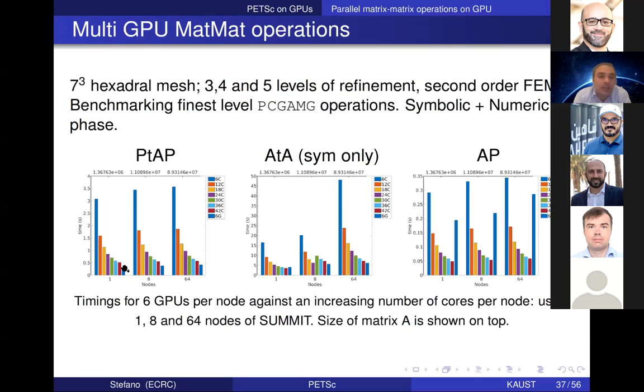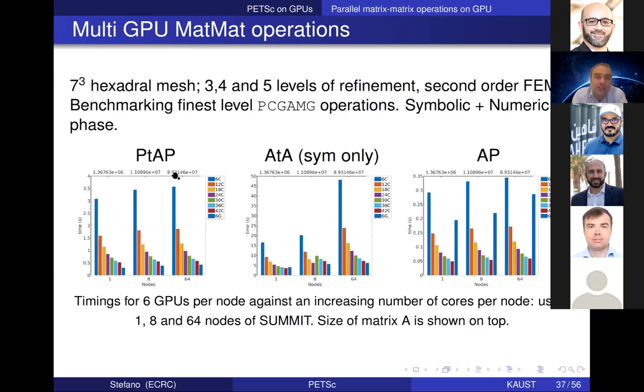So you see that the GPU operations perform relatively fast, not 10x or whatever people are used to in branded algorithms when it comes to GPUs, but still it delivers quite an amount of acceleration, even when increasing the number of nodes. So in this case, the matrix is 89 million degrees of freedom distributed over 64 nodes and using 6 GPUs here, or 42 cores times 64 in total. And this is for various matrix operations.